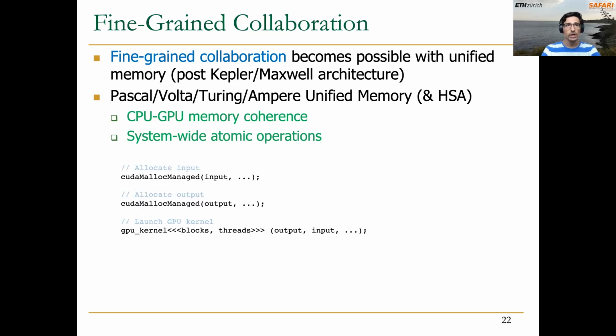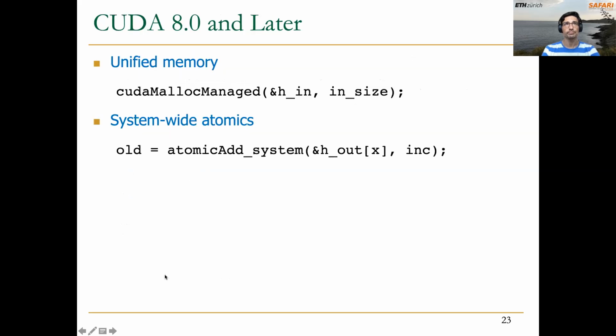atomic operations. This could be the code for one generic GPU kernel that we launch from the CPU after having allocated the input and the output using CUDA malloc managed in the unified memory space. After launching the GPU kernel, because the kernel launch is asynchronous, the CPU can actually operate on the same data arrays that the GPU is operating on. And as you see, we can even execute atomic operations on those data.